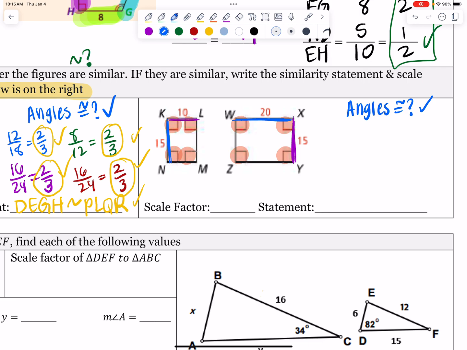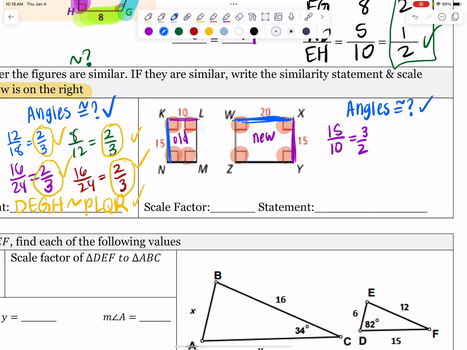Now I want to check the sides. So who compares with the 10, the smaller piece of the left rectangle? We actually want to go new over old, so let me do that differently. 15 over 10, because the one on the left is the old one, the one on the right is the new one, and we always want the new iPhone over the old iPhone. This should show that it's growing. So 15 over 10 reduces to 3/2.